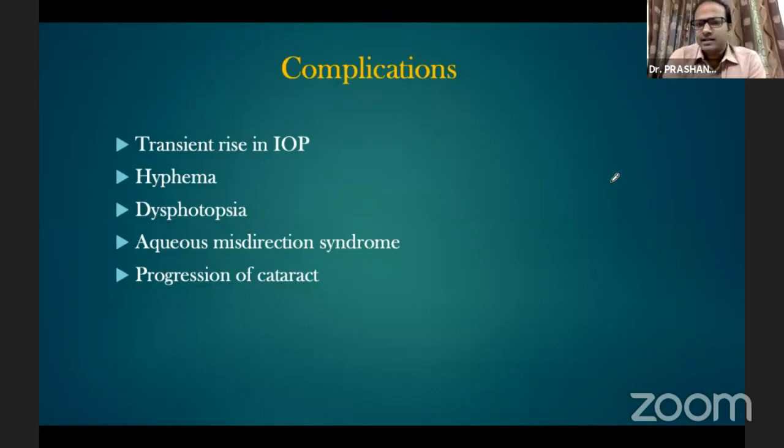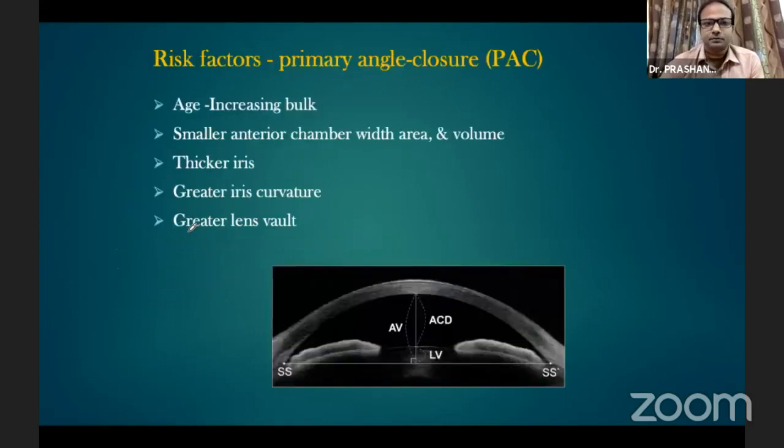Although very few complications are seen, there can be a transient rise of intraocular pressure. Hyphema can be seen in certain conditions. Sometimes the patient may complain of dysphotopsia, especially if the PI is done in the palpebral zone, and rarely it can produce aqueous misdirection syndrome and progression of cataract.